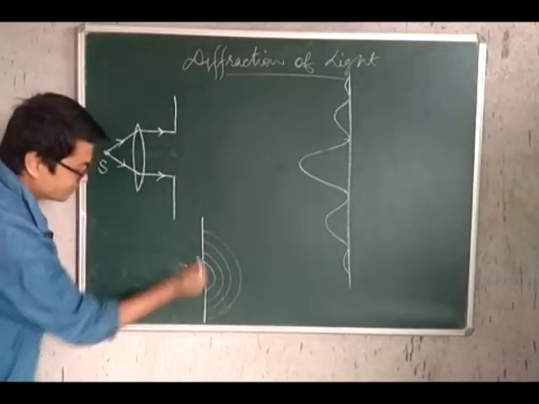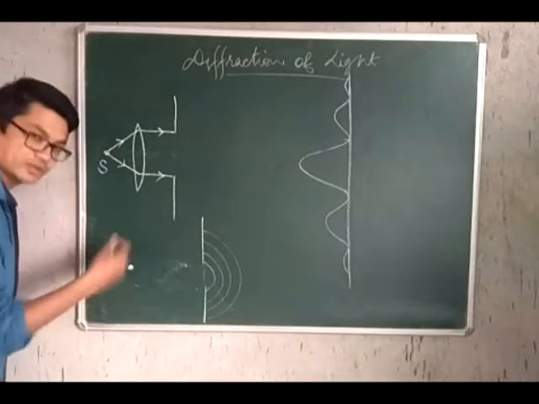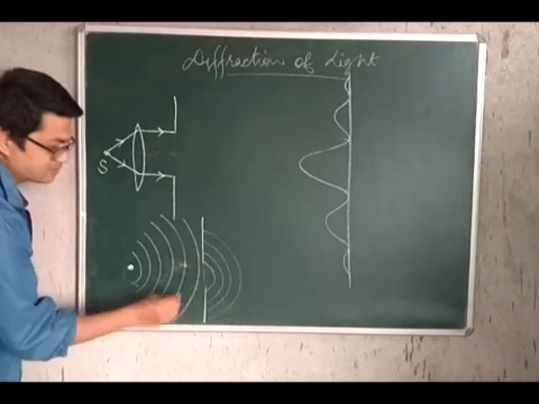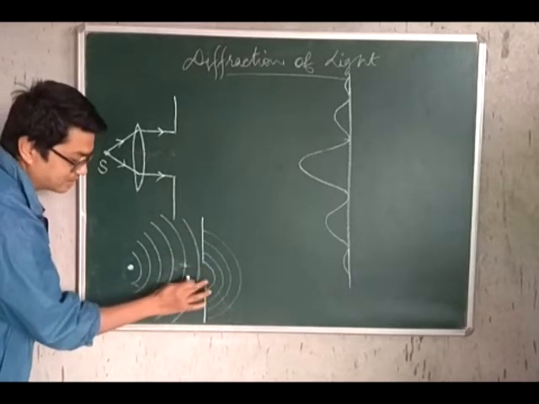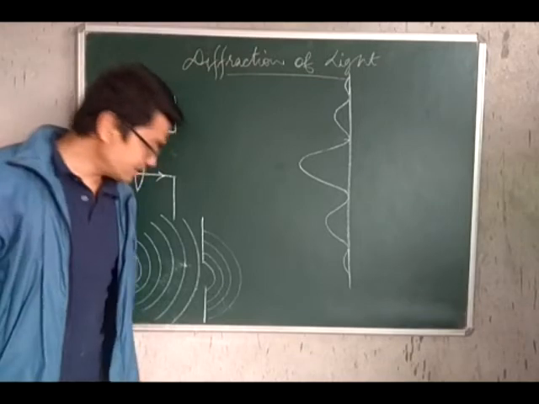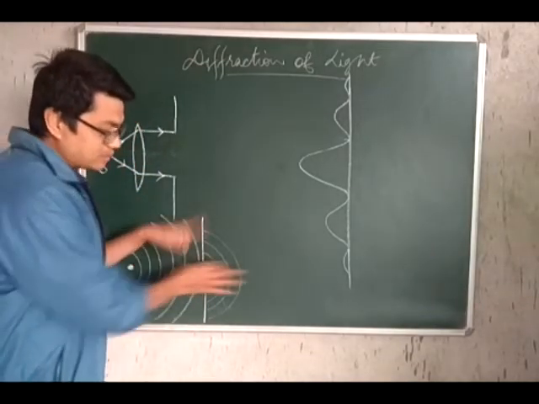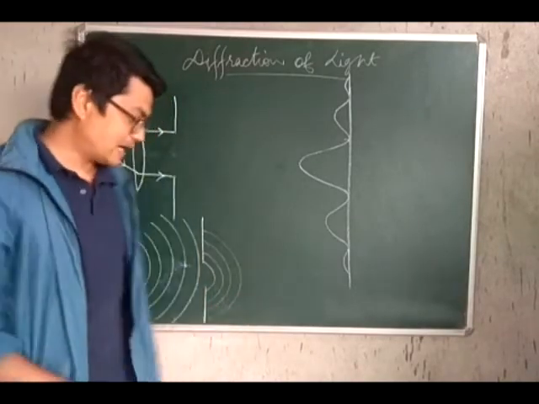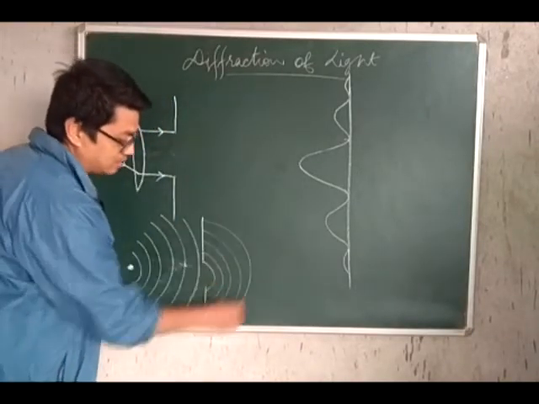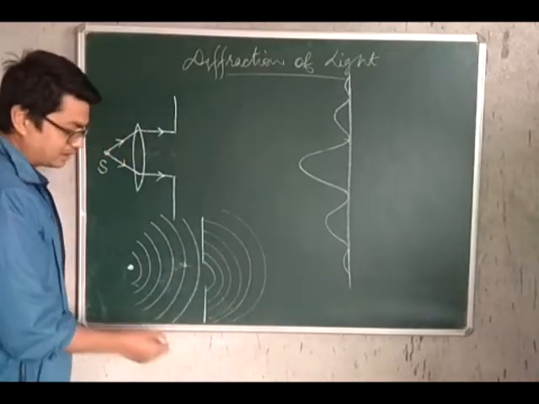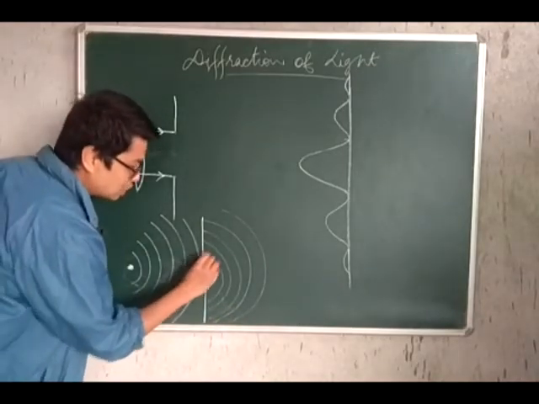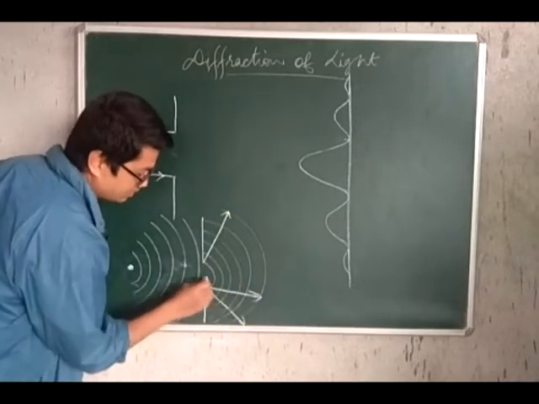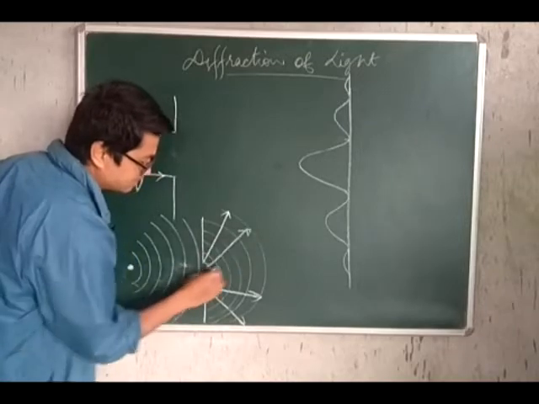If this is water waves, if this is a source of disturbance on the surface of water, then ripples are generated this way. These ripples are going to hit this slit, a small opening over here. Now this opening will also give its own wave. This opening also will act like a new source of wave and will start giving waves in all directions like this.